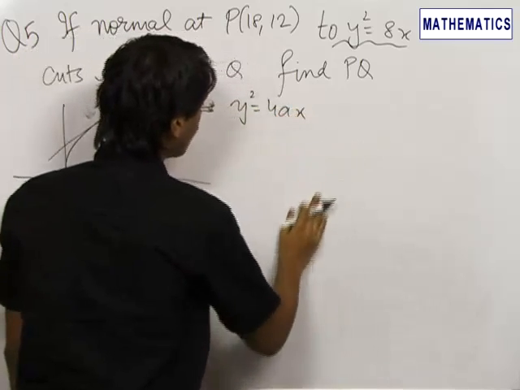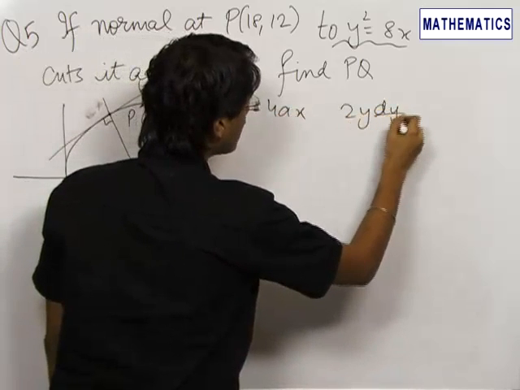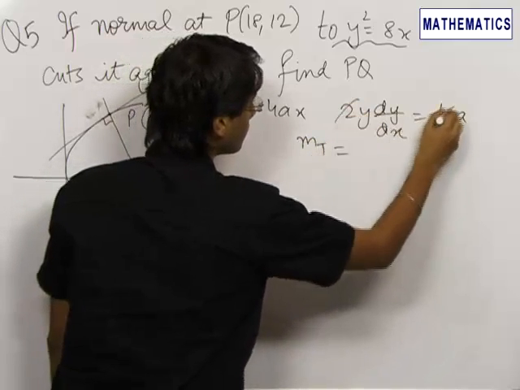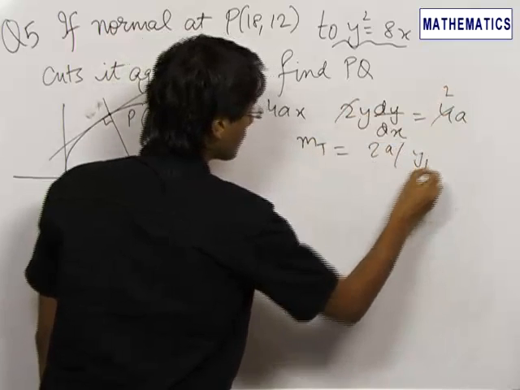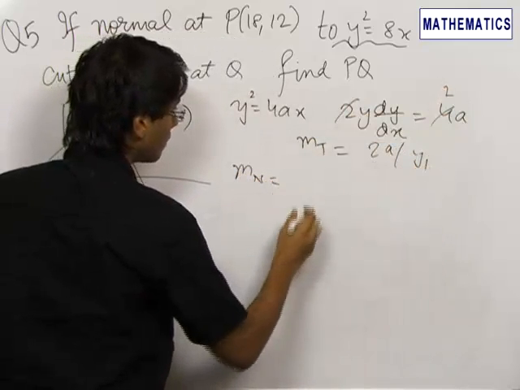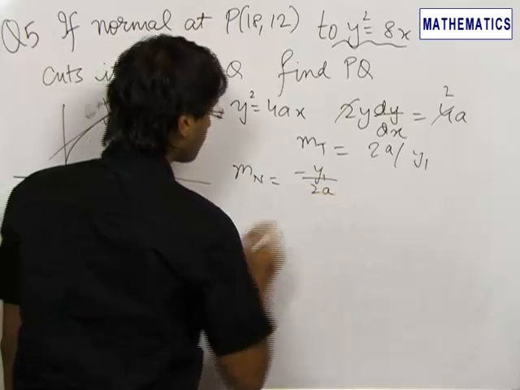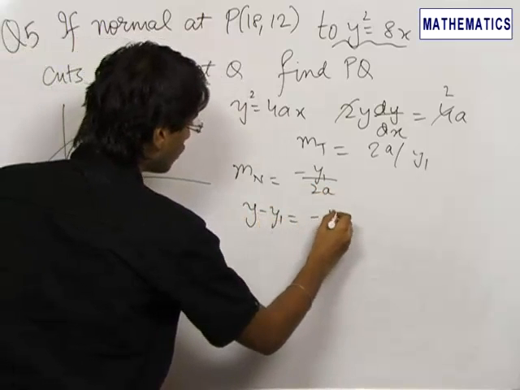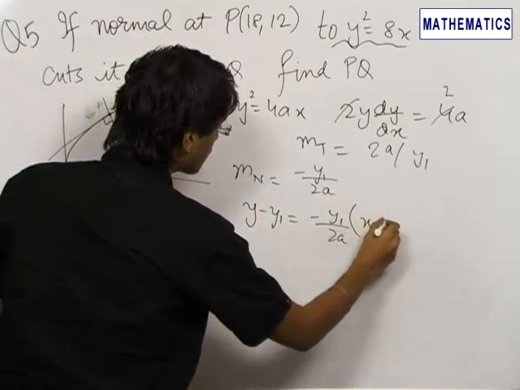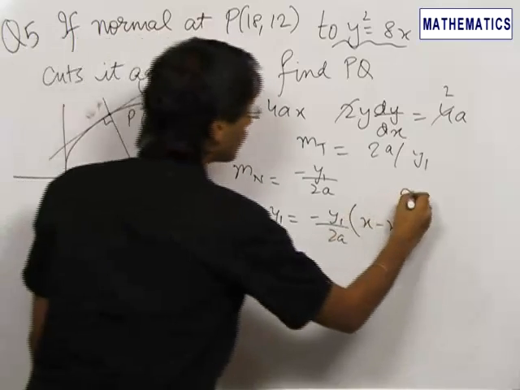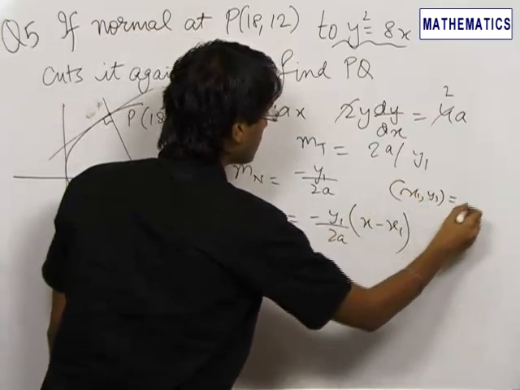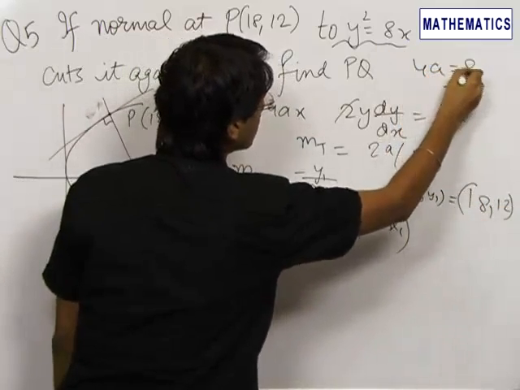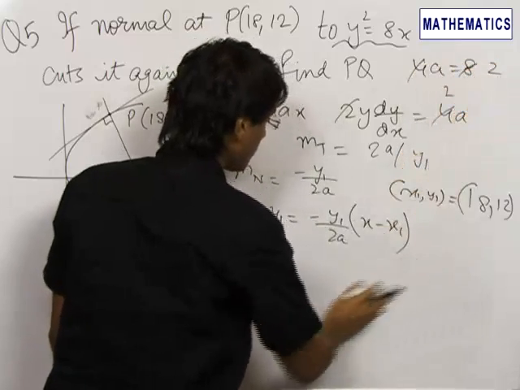The slope of tangent can be found by differentiating this equation. 2y dy by dx is equal to 4a, hence slope of tangent is equal to 2a by y1, and hence the slope of normal becomes minus y1 upon 2a, and hence the equation of normal can be written as y minus y1 is equal to minus y1 by 2a into x minus x1. Here x1, y1 is the point P, which is (18, 12), and we have 4a equal to 8, hence a is equal to 2.